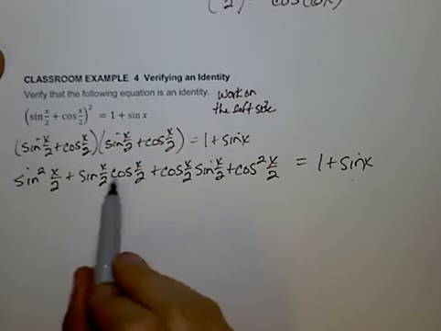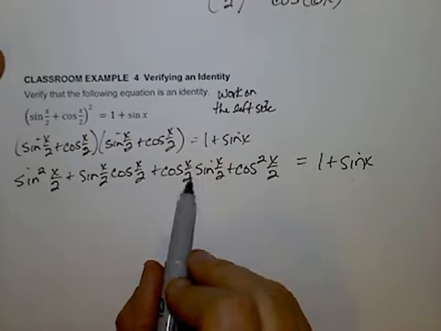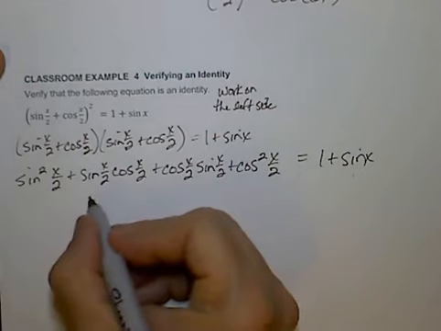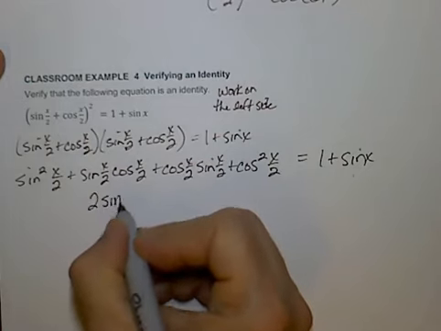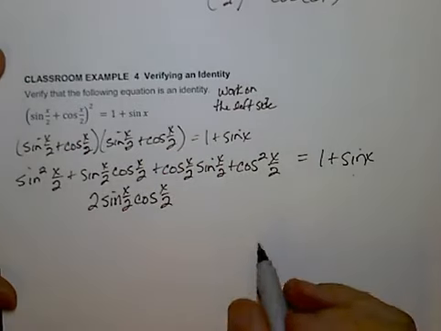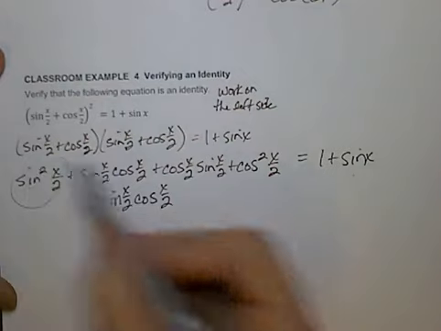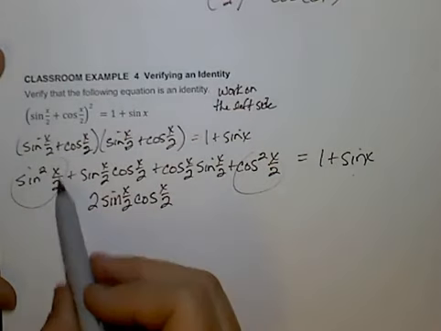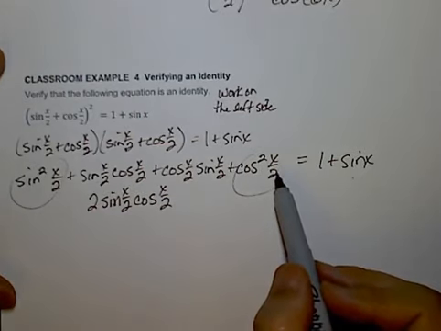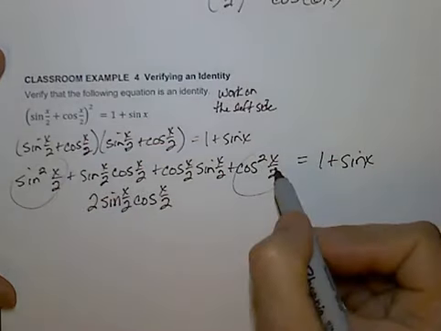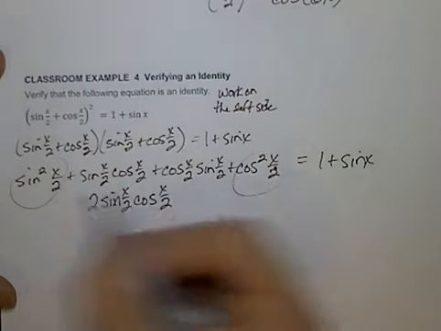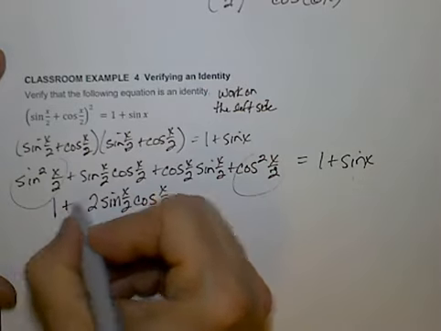Now, these two terms in the middle are actually like terms. They're exactly the same, just the order is switched. So I can combine those two like terms, and that's going to give me 2 sine x over 2 cosine x over 2. And then if I look at my first term and my last term, I've got sine squared of x over 2 plus cosine squared of x over 2. That's one of my Pythagorean identities. Since the angle is exactly the same in both of them, sine squared plus cosine squared is 1. So if I take these two and put them together, I actually get a 1.